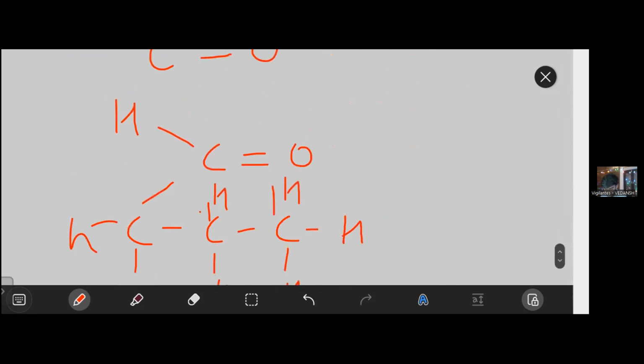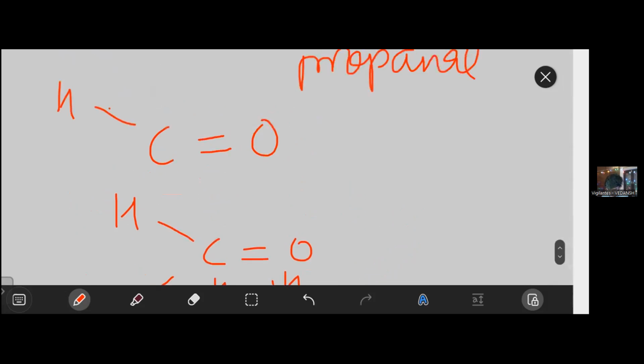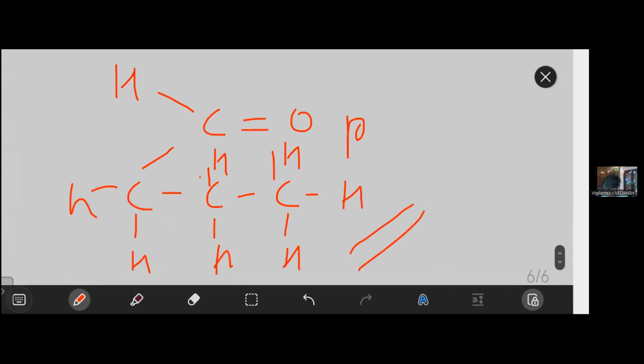How? I just told you. Just arrange them in the way they are. So it would appear something like this. 1, 2, 3, 4. I still think there should be one more hydrogen. I don't know why. Still, I'll get back to you if I draw the correct diagram. But this is propanal. This is how propanal looks like.